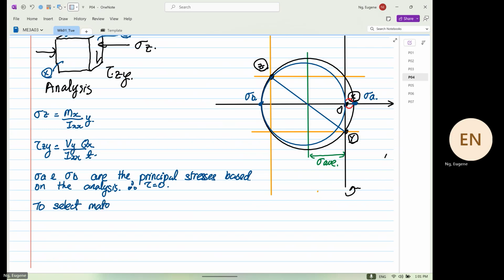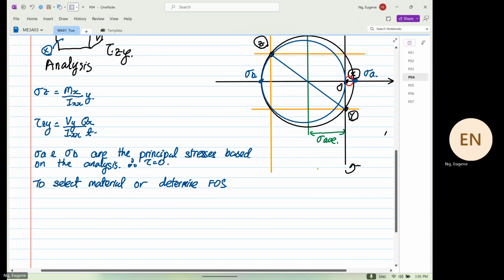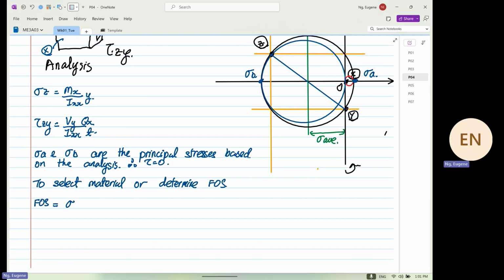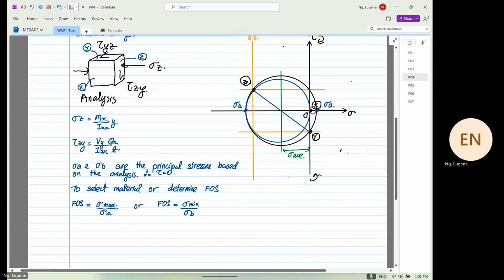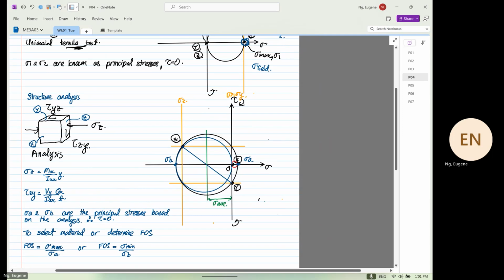So to select material or determine the factor of safety, what we must ensure, the factor of safety is equal to stress max divided by stress A, or factor of safety is equal to stress max divided by stress B. Why is that? Right?